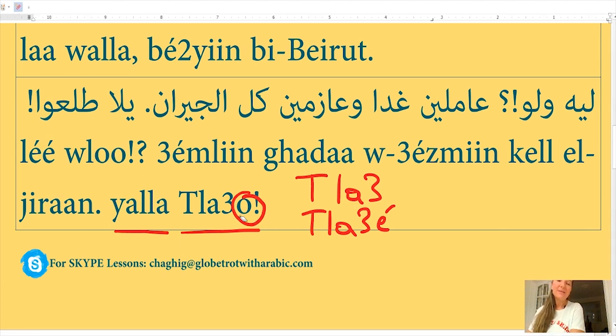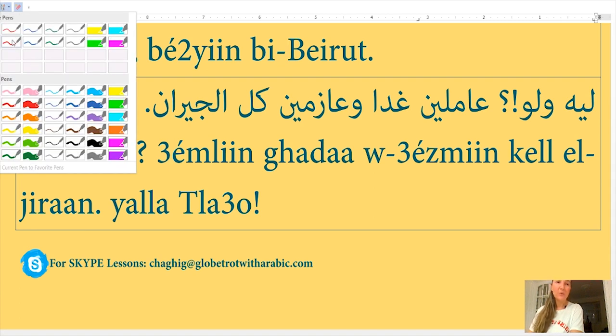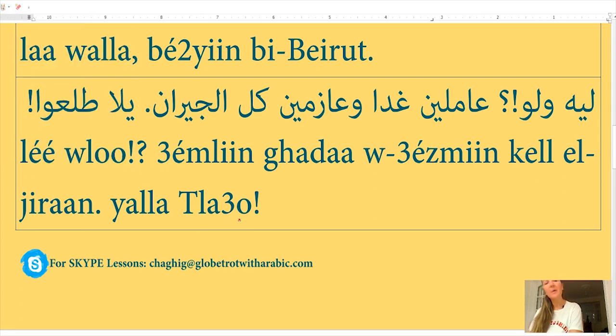Here, it doesn't literally mean go up. Why? Because we can assume from the conversation that the person will already be up. So maybe the person is saying come up. So it depends on where you are. If you're already up, it means come up. If you're not already up, it might mean go up as well. Okay? It depends on the conversation. So when I say يلا طلعوا, it means come on in the plural. I'm talking to more than one person. Come on, come up, guys. Okay? Come on, come up.